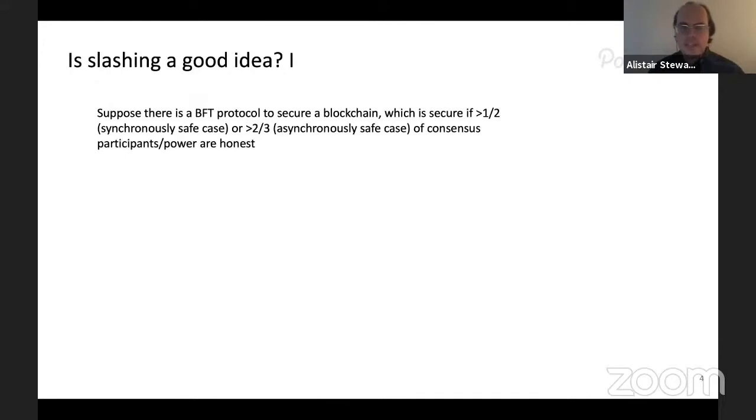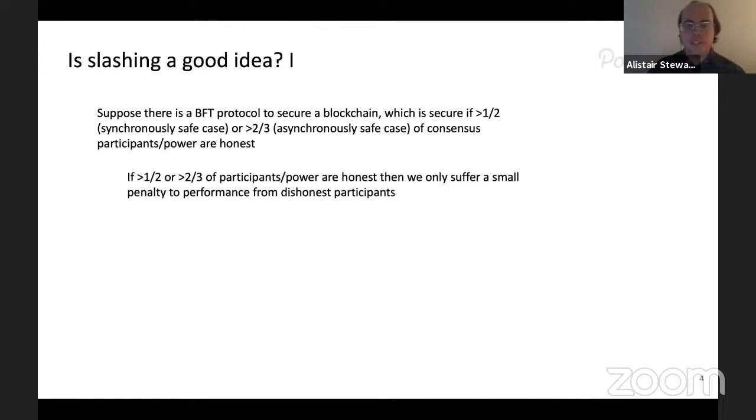For a single chain system, it looks like this. We have a Byzantine fault-tolerant protocol. It's secure if bigger than 2/3, or maybe bigger than half, depending on what you assume about the synchrony of the network. If a certain fraction of consensus participants is honest, then it's secure. What's more, you can design these such that the performance penalty of people who are dishonest isn't that big. So if we have bigger than half or bigger than 2/3 honest people, who cares about dishonest people? We don't really need to punish them.